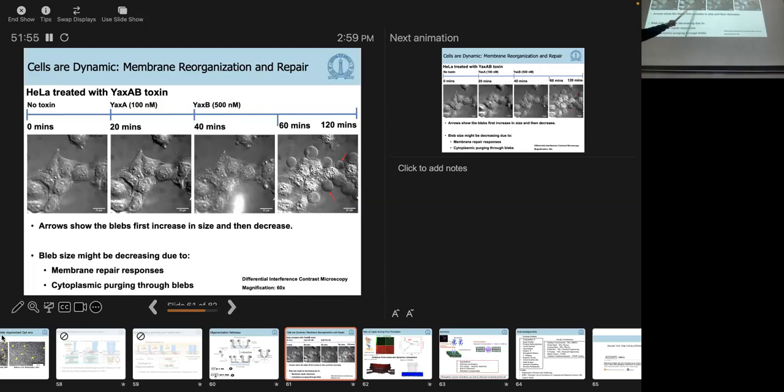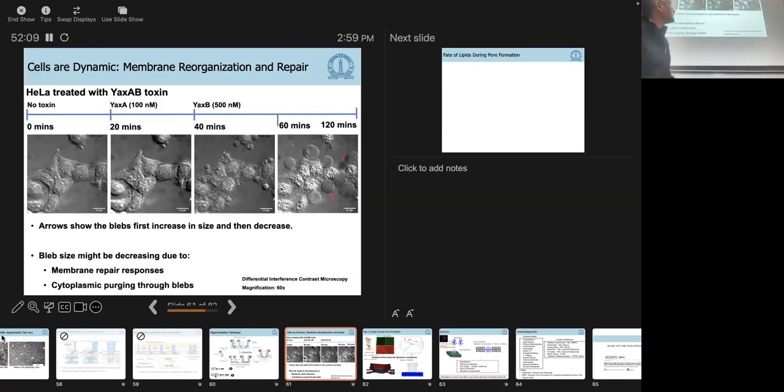If you add B after adding A, after 40 minutes, you start to see these blebs being formed. So there's a lot of blebbing from the cells in response to the pore formation. Now, if you look at 60 minutes, you can focus on some of these things where the red arrows are. You can see the bleb forming and disappearing. And some of the blebs will just grow and puncture. So you can again see a bleb form and disappear.